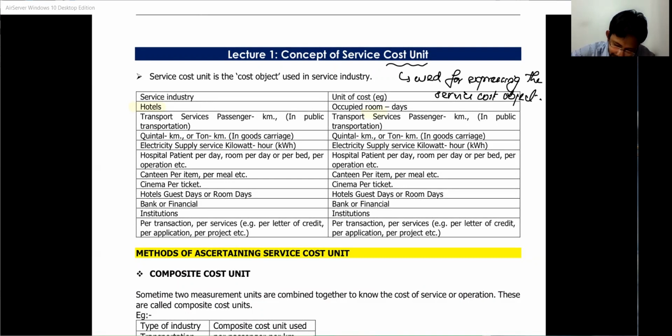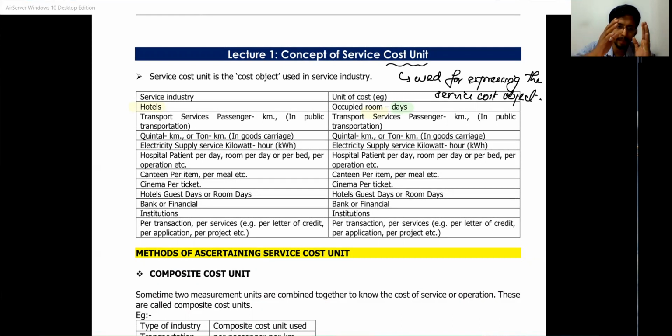As well as there is days. You cannot say that the cost unit is per room, because if you simply say per room, the tariff changes based on the number of days you are using. If you have taken a suite room, and you use it for 1 day, it will be a tariff. When you use it for 2 days, there will be a different tariff. So the tariff will change depending upon the number of days.